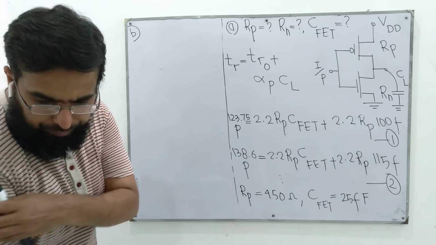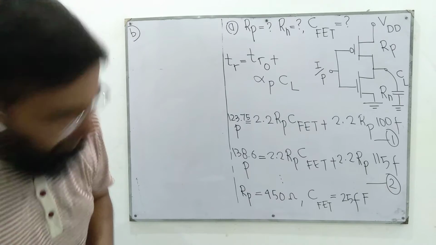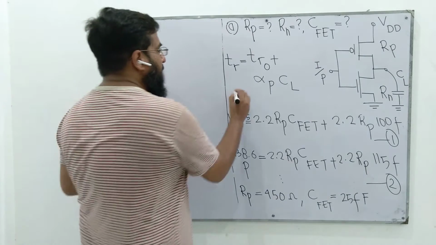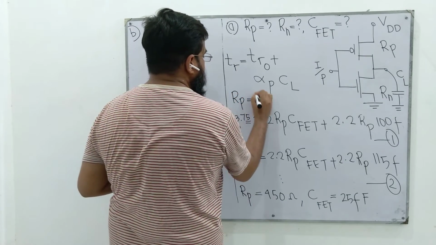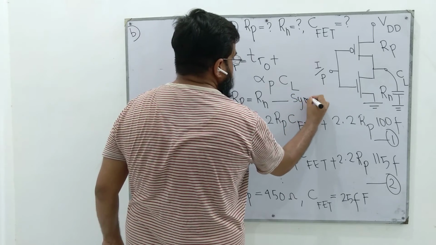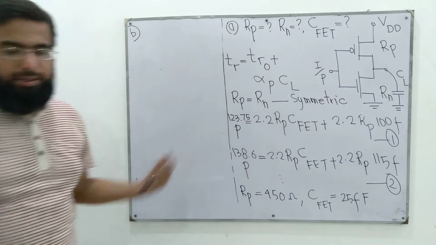In part B, we need to find Rn. Since it's a symmetric NOT gate, Rp is equal to Rn, or Rn is equal to Rp, because it is symmetric. So Rn is the same as Rp.